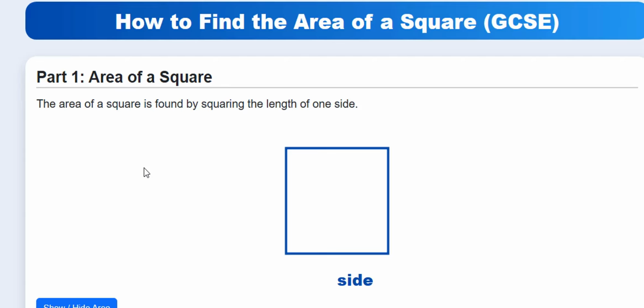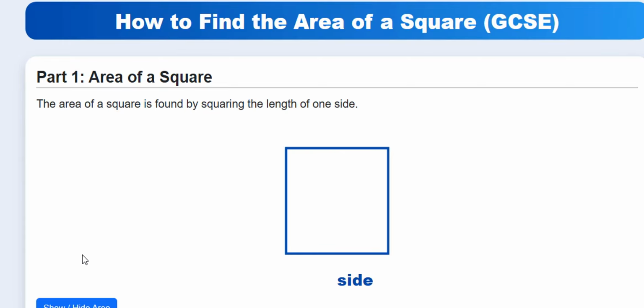Hello, this is lesson 4 in a series of 10 lessons where we are learning about the area of different quadrilaterals, and in this one we are going to learn how to find the area of a square.